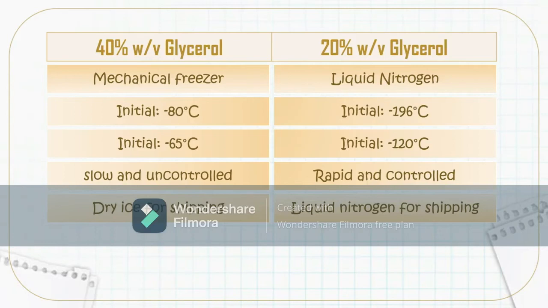Initial freezing temperature for high volume glycerol is at negative 80 degrees Celsius, while for our low volume glycerol, initial temperature is at negative 196 degrees Celsius. Maintaining temperature for high volume glycerol is at around negative 65 degrees Celsius, while for low volume glycerol, it is at negative 120 degrees Celsius. The freezing process is what we have already said. For high volume glycerol, it is a slow and uncontrolled process, but for the low volume glycerol, it should be a rapid and controlled freezing process.